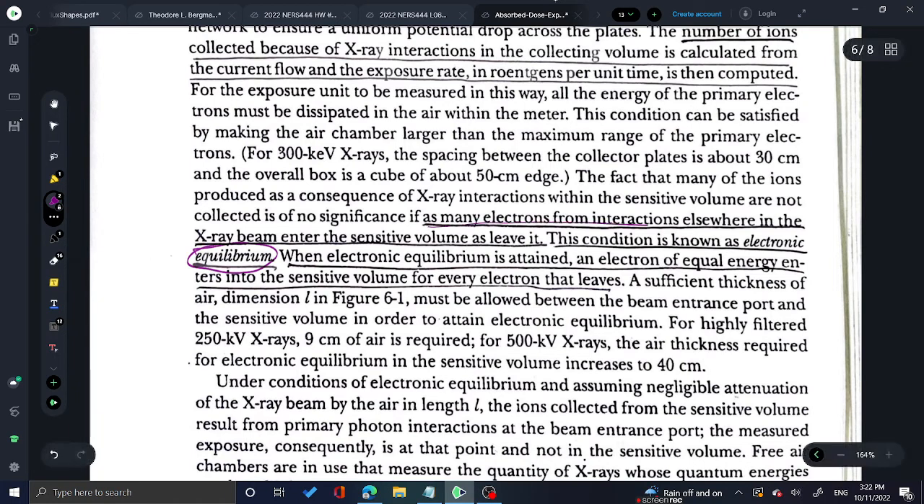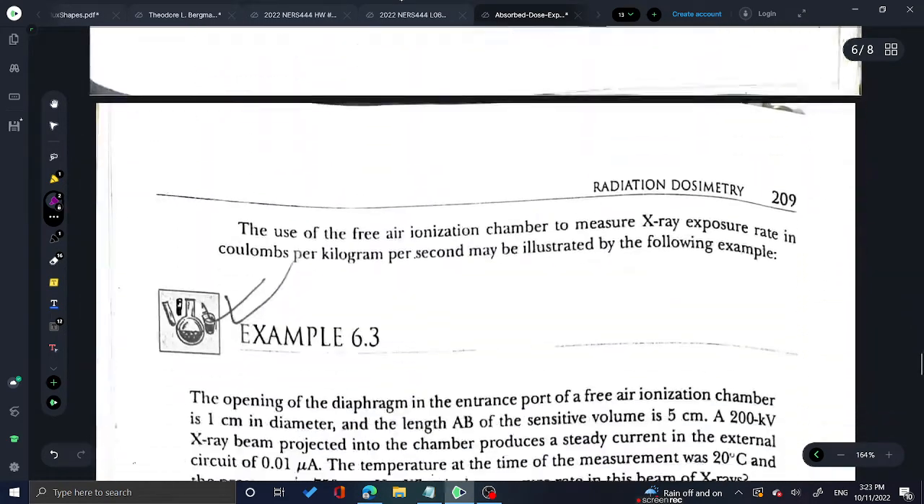So এটা কি মিন করতেছে? As many electrons from interaction elsewhere in the X-ray beam enter the sensitive volume as leave it. So sensitive volume এ যতগুলো ইলেকট্রন লিভ করতেছে, same amount of electron অন্য জায়গা থেকে এসে এন্টারও করতেছে। So this condition is known as electronic equilibrium. হ্যাঁ, so when electronic equilibrium is attained, an electron of equal energy enters into the sensitive volume for every electron that leaves it. তো যতগুলো ঢুকতেছে ততগুলোই বের হয়ে যাচ্ছে.